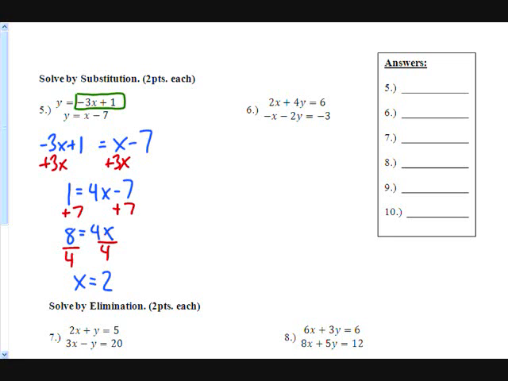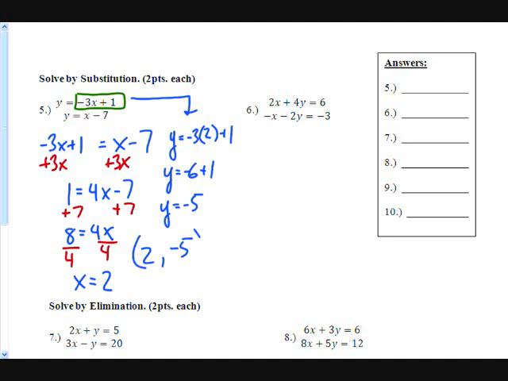But I'm not done yet. I still have to plug that back in right here. So I find out that y equals negative 3 times x plus 1, where x is 2. So I've got y equals negative 6 plus 1, which is negative 5. And once again, it's the ordered pair 2, negative 5. It's just a nice way to write my answer.